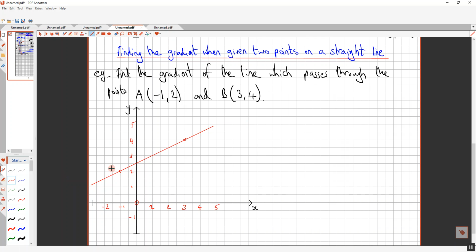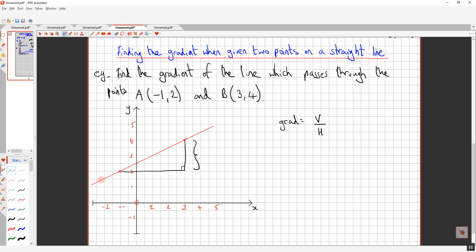So we said yesterday and the day before that, in order to find out the gradient, gradient is equal to vertical distance over horizontal, okay? And we said if we've got the diagram, we can make it into a triangle. So let's make this into a triangle. I'm going to pick this point that we're given. We'll draw across and we make it into a right angle triangle, draw down. Alright, so I've got my vertical distance, I've got my horizontal distance.